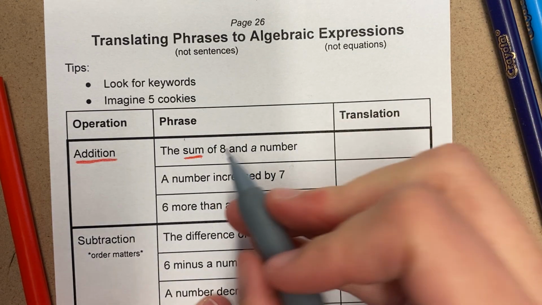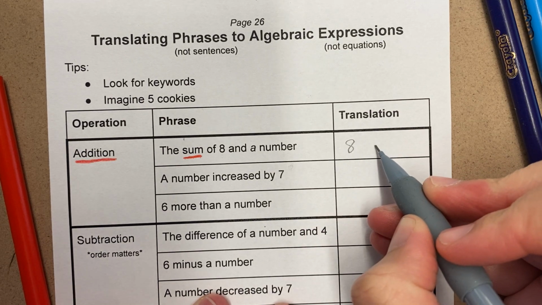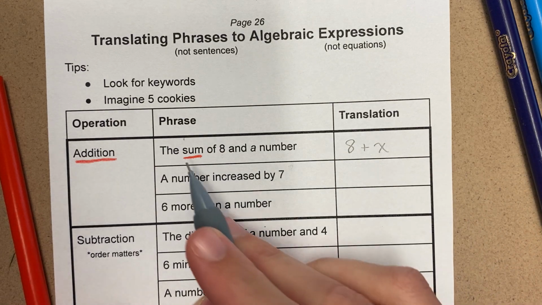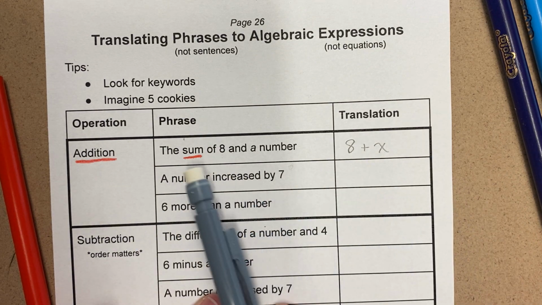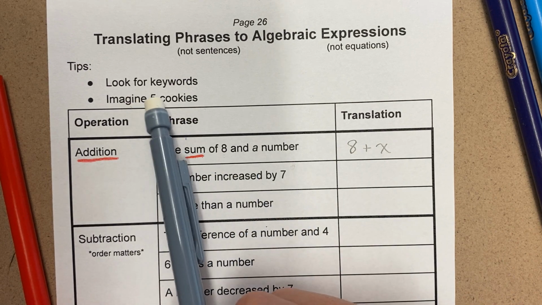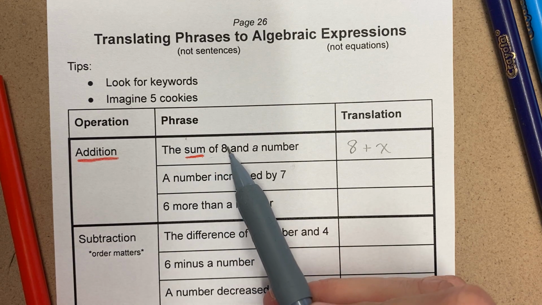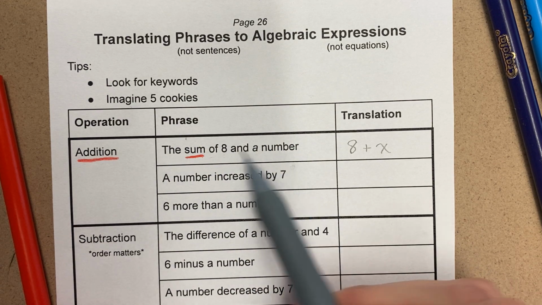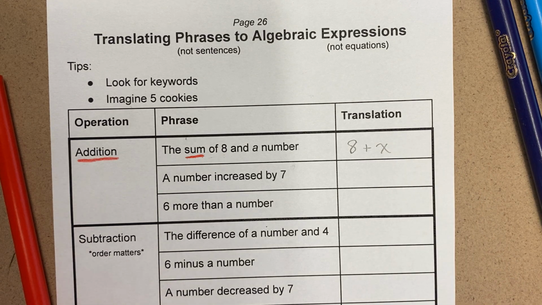Okay, so the sum of 8 and a number looks like this. 8 and a number, and the sum means we're gonna add them. Sum means add, sum means addition. So the sum of 8 and a number would translate like this. Now in terms of imagining 5 cookies, I'm gonna imagine that there's 8 cookies and 5 cookies, and I'm gonna add them, right? Would that work out? Yep, 8 plus 5 would be 13 cookies.